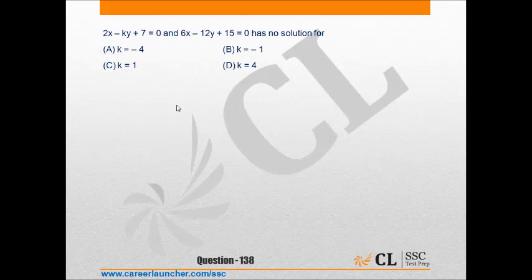This is a straight question in which a1 upon a2 should be equal to b1 upon b2, and should not be equal to c1 upon c2. Putting the values, 2 upon 6 is equal to minus k upon minus 12, which is not equal to 7/15. I can clearly see that 1/3 is equal to k/12. K is equal to 4.